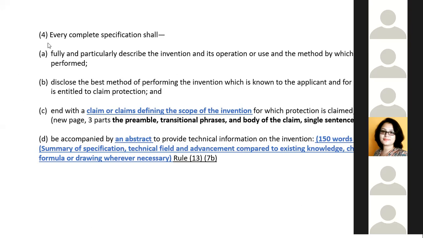Okay. Now moving towards section 4: every complete specification shall fully and particularly describe the invention and its operation or use and the method by which it is to be performed; and (b) disclose the best method of performing the invention which is known to the applicant and for which he is entitled to claim protection.